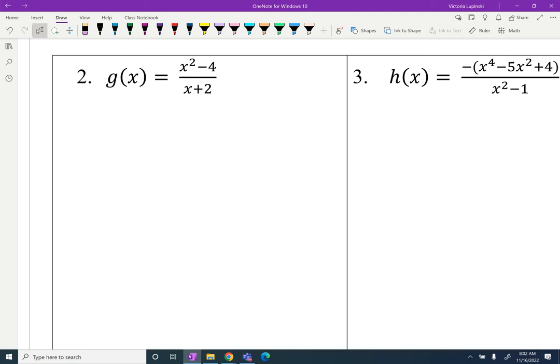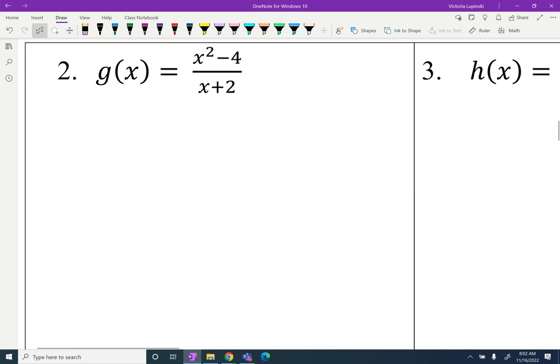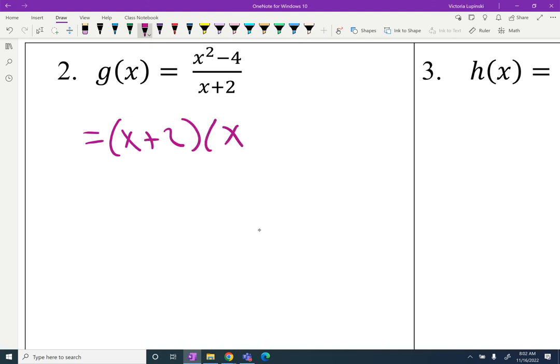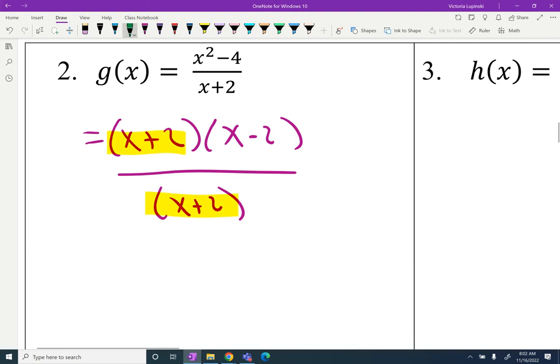So take a look, if you would, at number 2. Notice I don't have a list for you of things, and there's a reason for that. But if you were going to try to graph this, what would be the first thing you would try to do? Factor. So how do you factor the top? Difference of squares, x plus 2, x minus 2, all over x plus 2. Tell me something about those x plus 2's. They do, in fact, cancel.